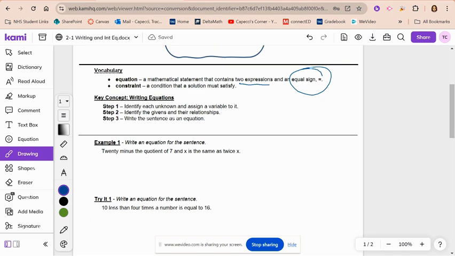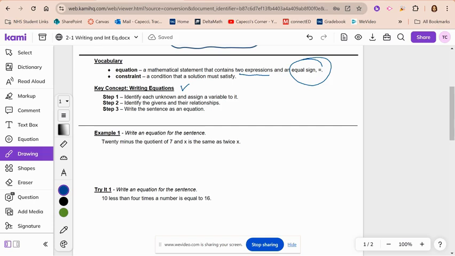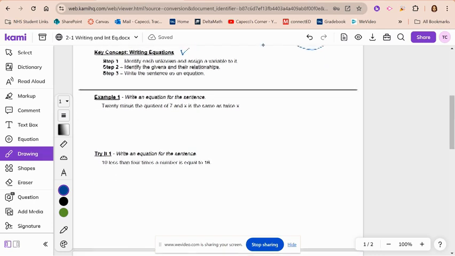All right, so some key concepts when we're going to write an equation. We're going to identify each unknown with a variable, and then we're going to identify the givens and the relationship. Are they going to be multiplied? Or are they going to be added? And then we're going to write the sentence as an equation.